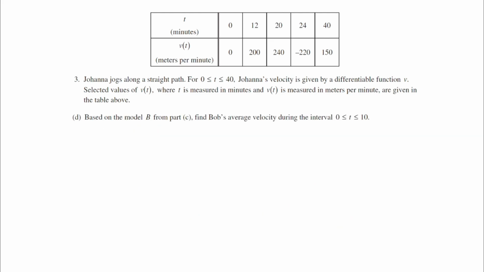And in part D, it asks us to find Bob's average velocity on this interval from 0 to 10. Well, the average of any function is 1 over b minus a. We have a b value. It's 10. 1 over 10 minus 0 times the integral from 0 to 10 of the function that represents his velocity. Well, that was b of t, which was t cubed minus 6t squared plus 300. And so this is the correct setup that we want.